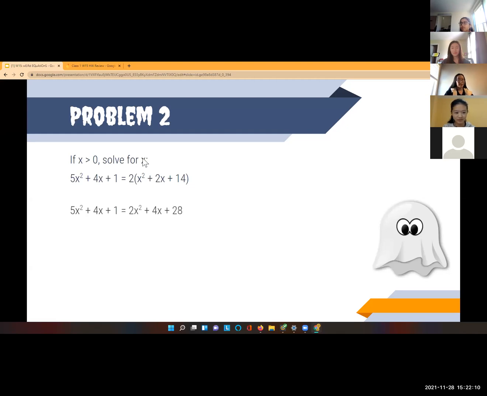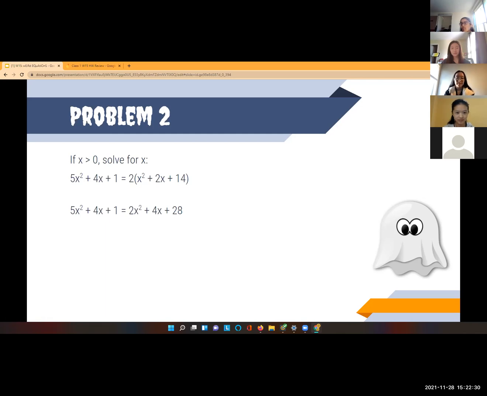So on the right side of the equation, we're going to distribute the 2 and then get rid of the parentheses. So we do 2 times x squared, which is 2x squared, plus 2 times 2x, which is 4x, plus 2 times 14, which is 28. And now our equation is much simpler.